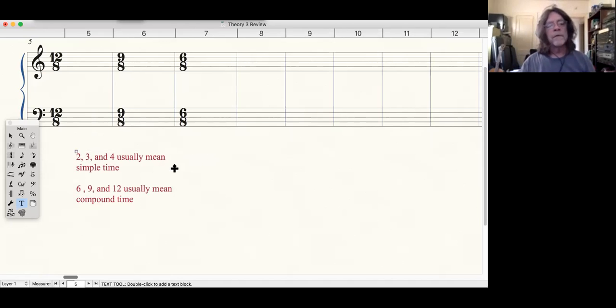All right, so 6, 9, and 12 usually mean compound time. So here's 6, here's 9, and here's 12. I know they're backwards, I'm sorry about that. But anyways, 12 means you have 4 beats.